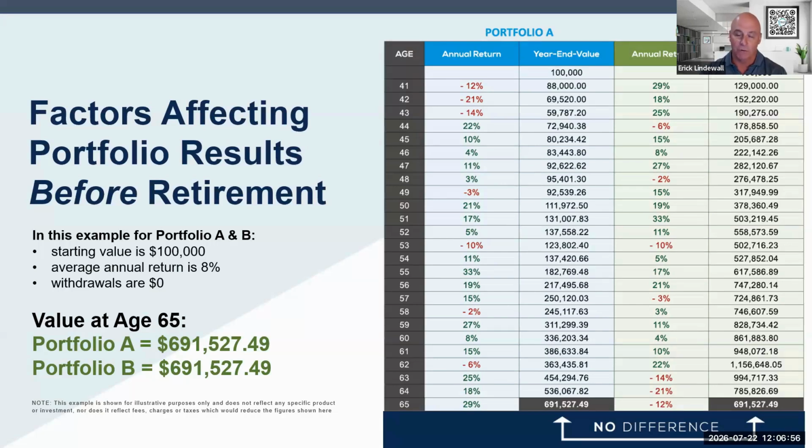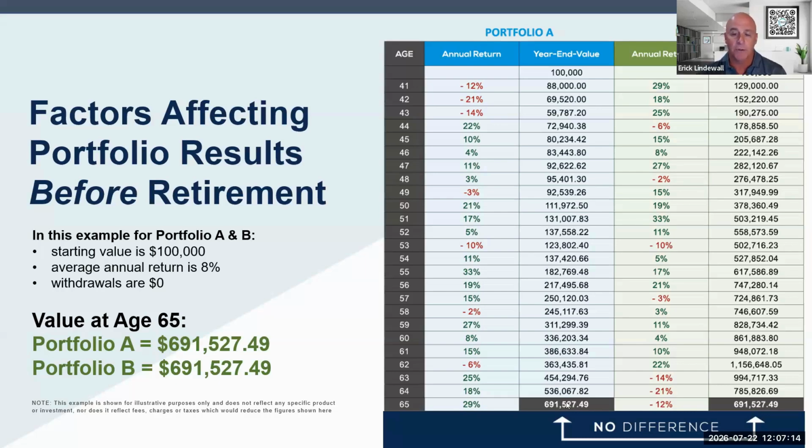So again, our industry beats this into our clients' heads: don't worry about the good years and the bad years. Focus on the average long term, and you'll end up in a really good place. And simply put, that's generally true. So the problem starts when we get to retirement.